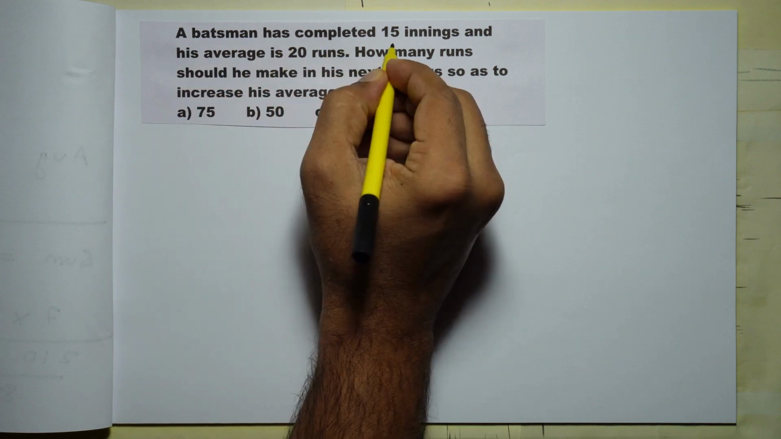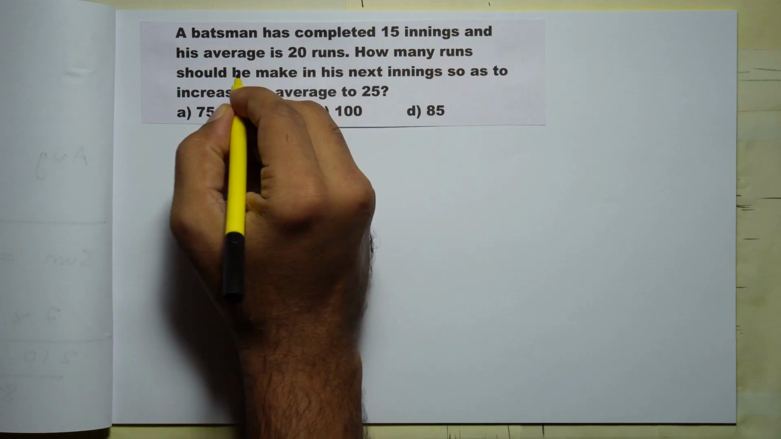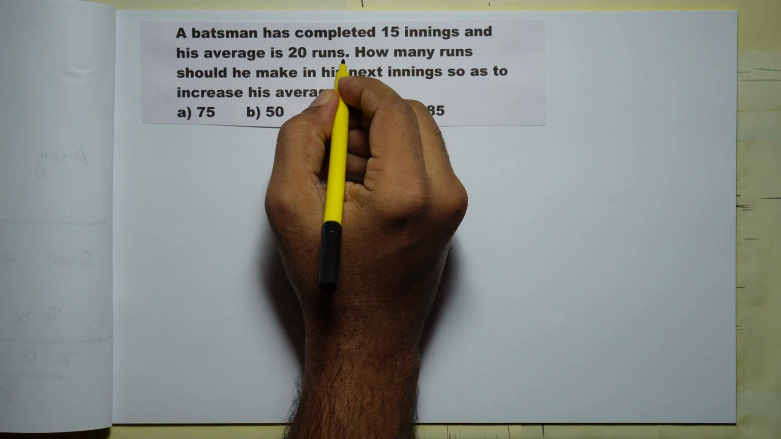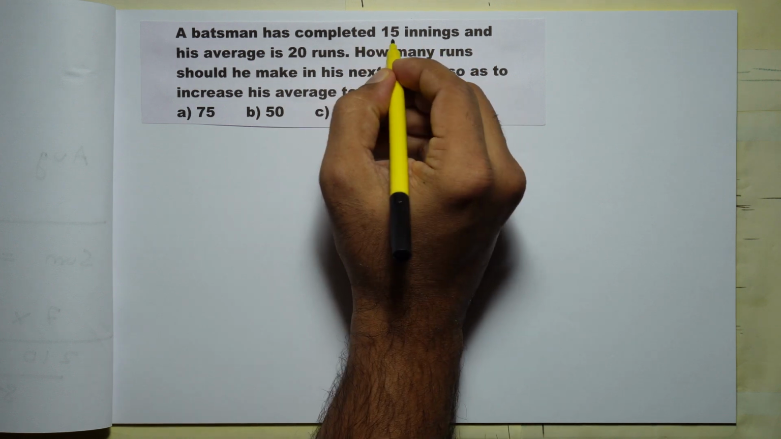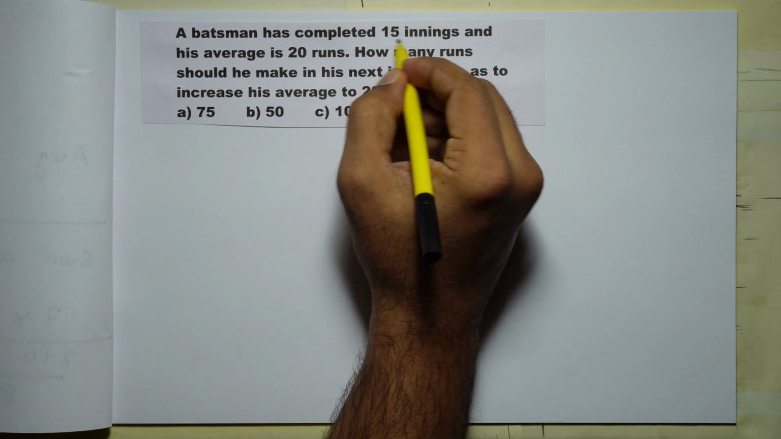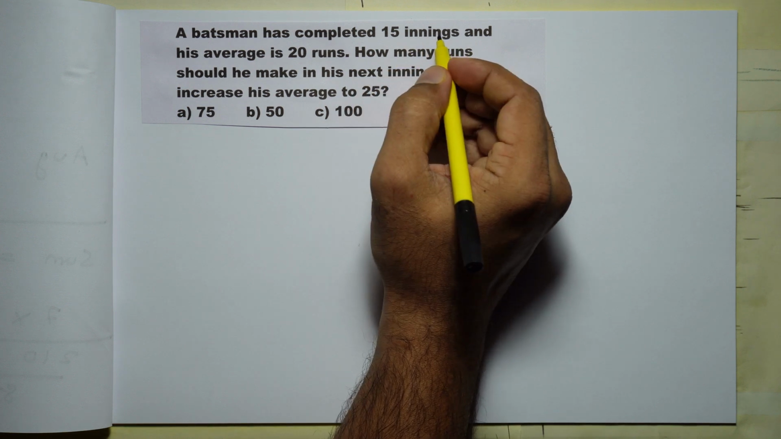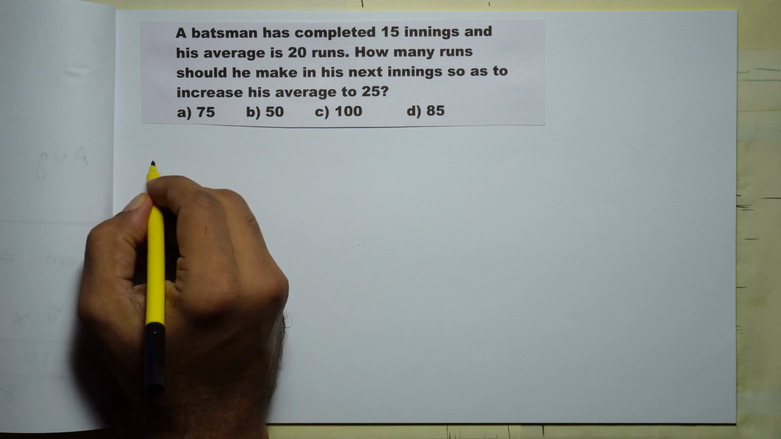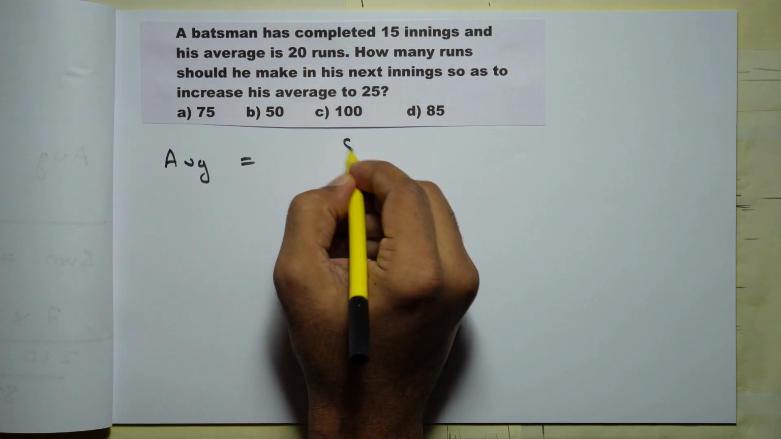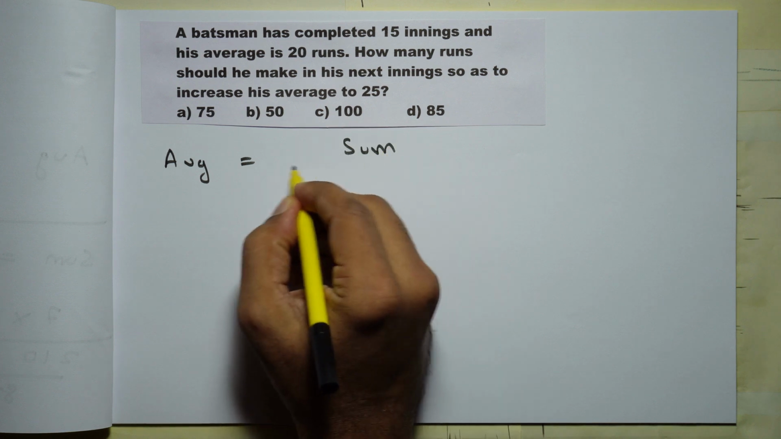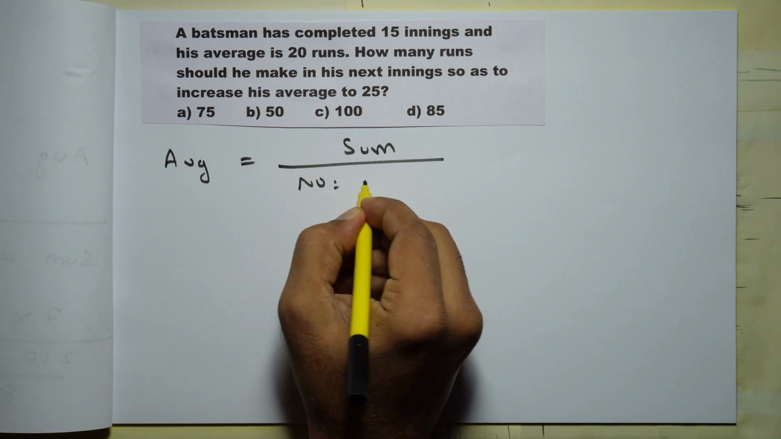A batsman has completed 15 innings and his average is 20. So first of all, we'll find out the total runs that he made in the first 15 innings. Now that can be calculated using the basic formula. Basic formula is like this. Some numbers are there and their average is given as sum of all the numbers divided by number of numbers.